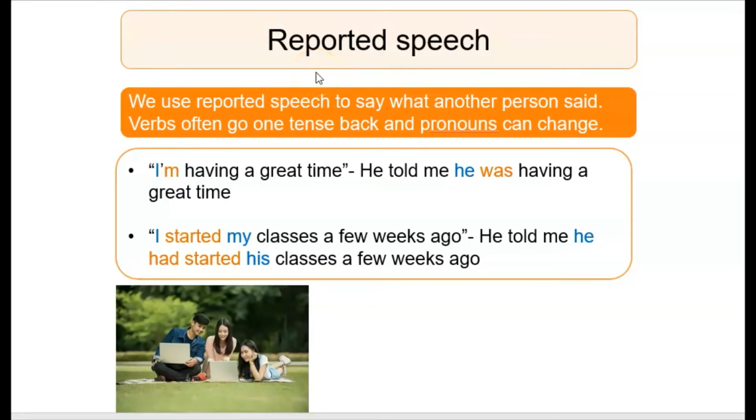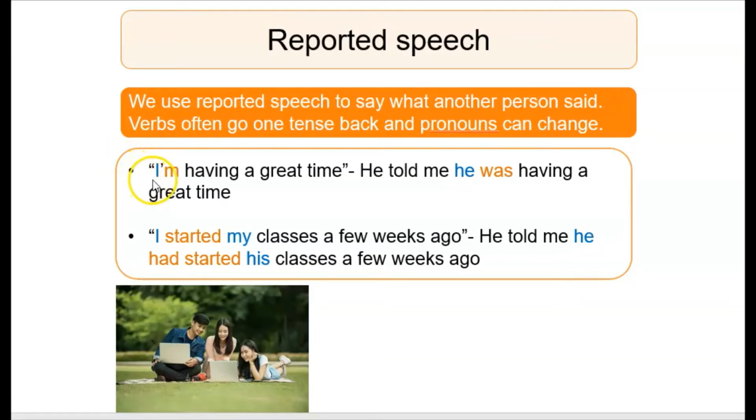Okay, let's look at the language, the reported speech. We use reported speech to say what another person said. Verbs often go one tense back and pronouns can change. Let's look at some examples from my answer to see how this works.